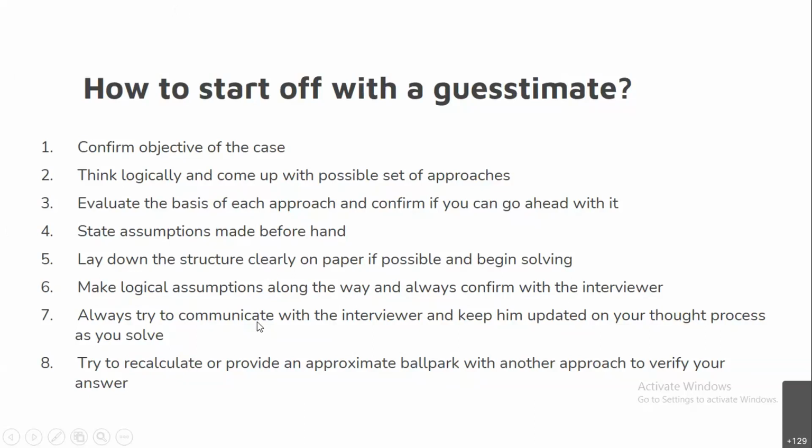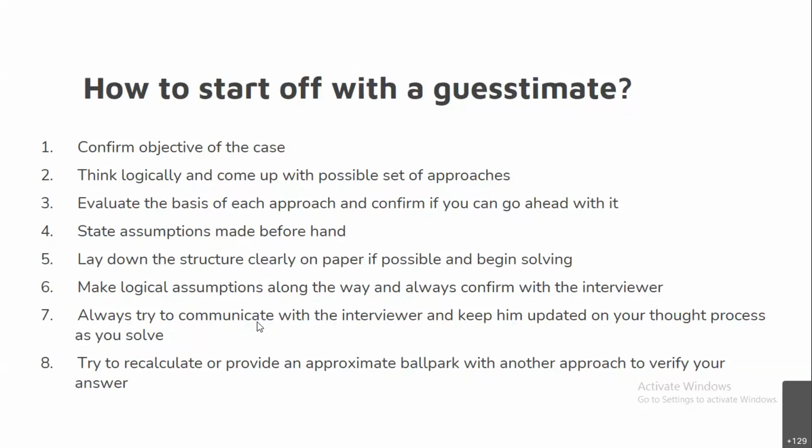Now the critical part is, like I said, approach and structure. So in a guesstimate, you'll have to explain your thought process and structure clearly to the interviewer. Now there are two ways of going about this. Ideally there is the verbal way, whereby you go about explaining what it is that you're thinking and why you are doing so to the interviewer. So the first way of explaining yourself is the verbal way.